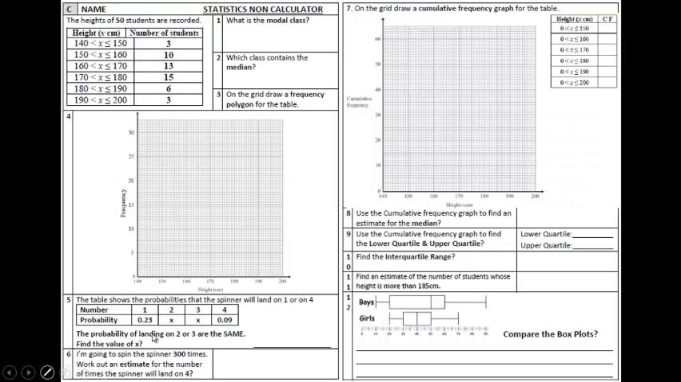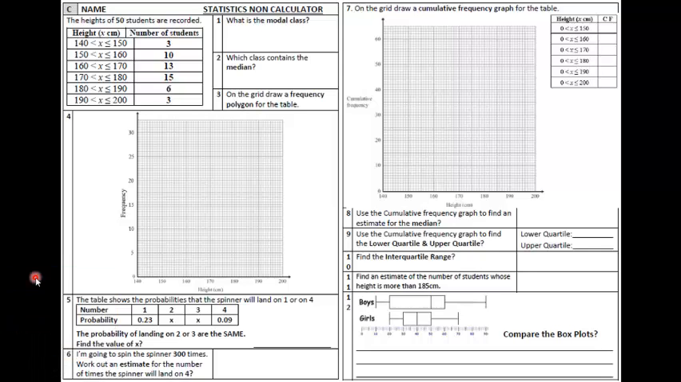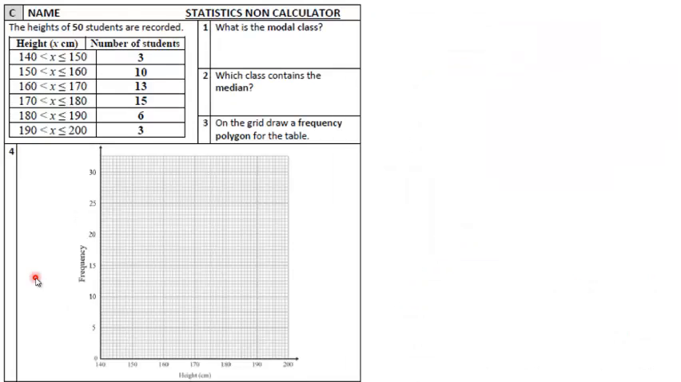This is the statistics non-calculator worksheet set C. This is the worksheet you should be looking at. Make sure you have it ready in front of you. Make sure you look into mark it, and let's go through the questions to this. Okay, so the first question, read the question first.